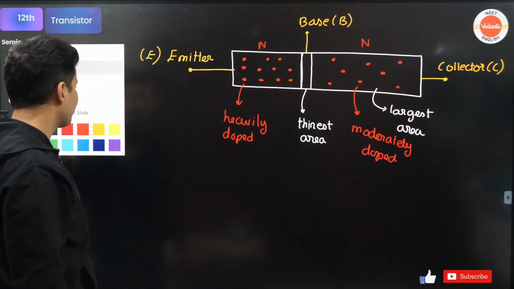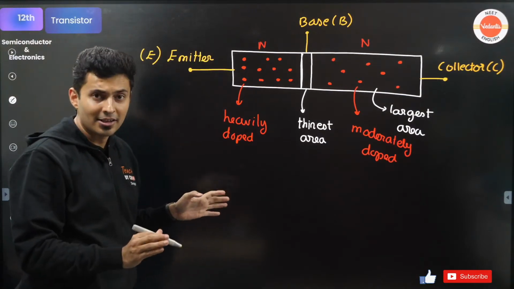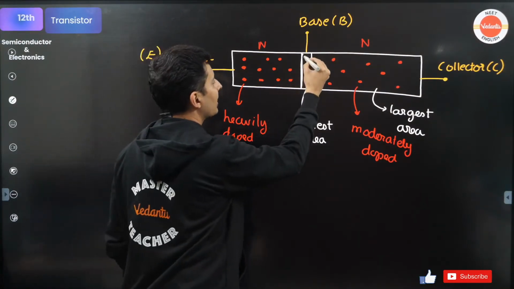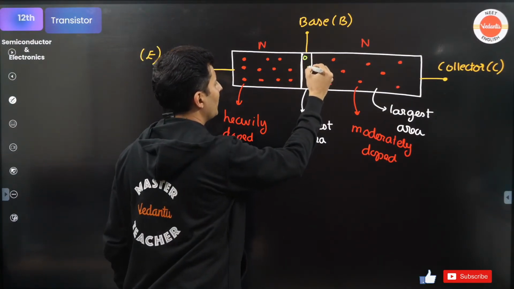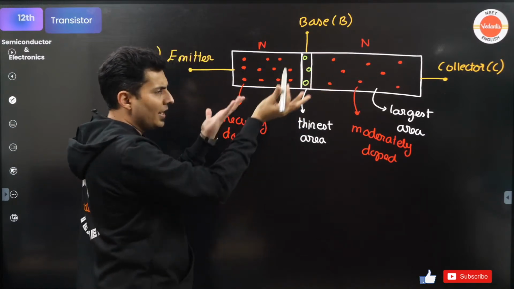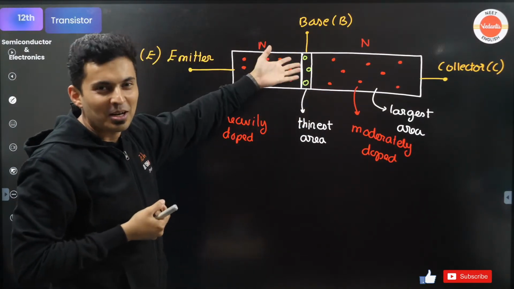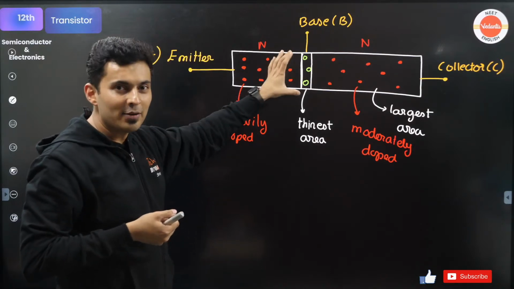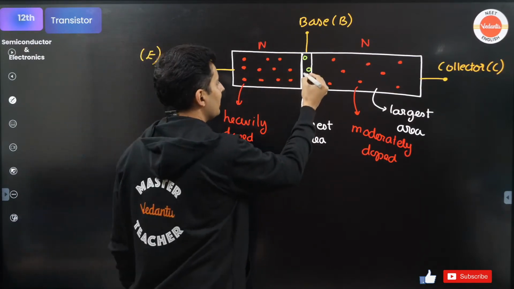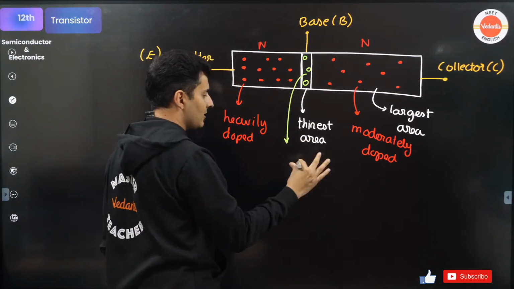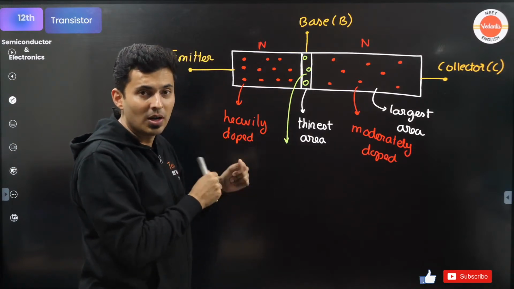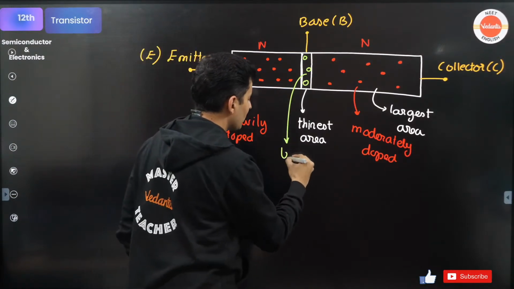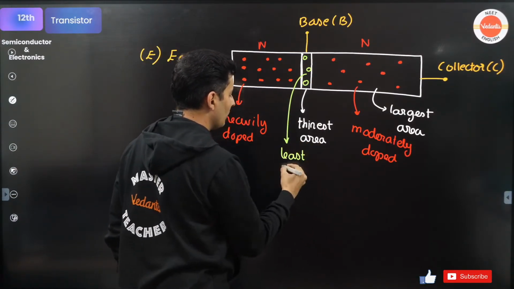The last one is holes. Where will the holes be? Here. I'm going to put a few holes here and there, maybe 3 atoms, but it's just a representation, don't take it literally. Very few trivalent atoms are here. This is the lightest doped. This is the thinnest also and the least doped. So there is very little doping.